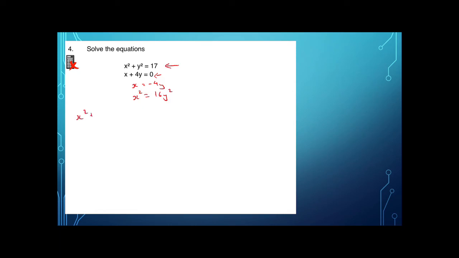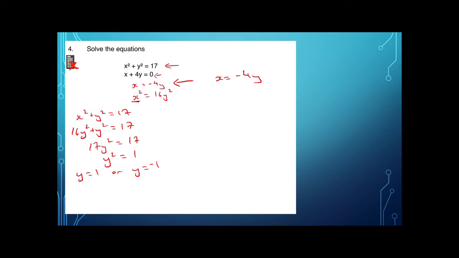So x squared plus y squared is equal to 17, but x squared is 16y squared, plus y squared is equal to 17. That means 17y squared is equal to 17, so y squared is equal to 1. So that means that y is equal to 1, or y is equal to negative 1. Okay, then we can use this one here to find the value of x.